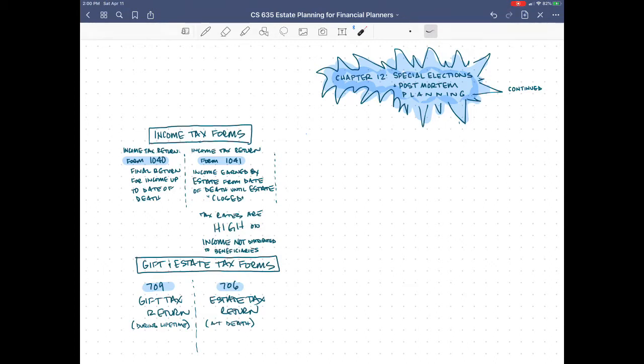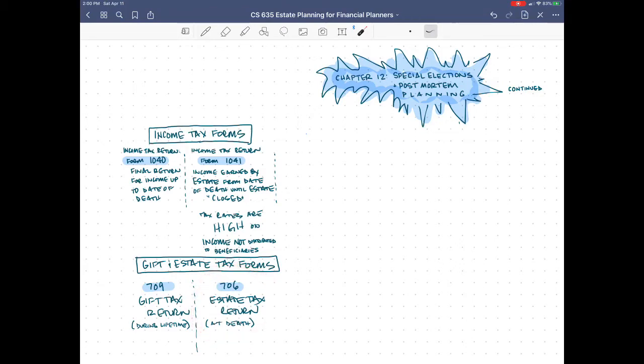And then the gift and estate tax forms, you may not know the names of the forms, but you know that they exist. You know that you have to fill out a gift tax return during your lifetime on any taxable gifts. That form is number 709. And oddly, even though it's filled out later, the estate tax return is 706. I don't know why that number's not higher. It should be. Anyhow, the estate tax return that you fill out at death is 706.